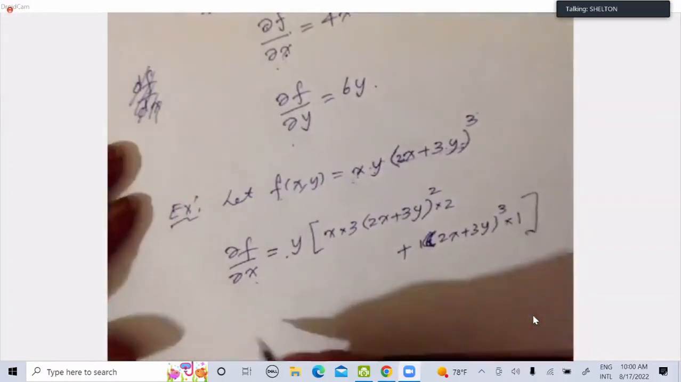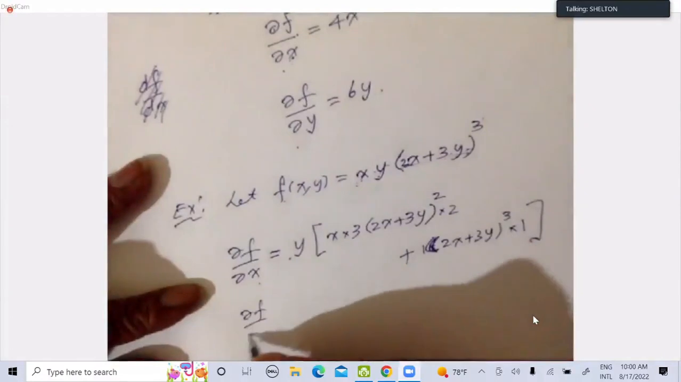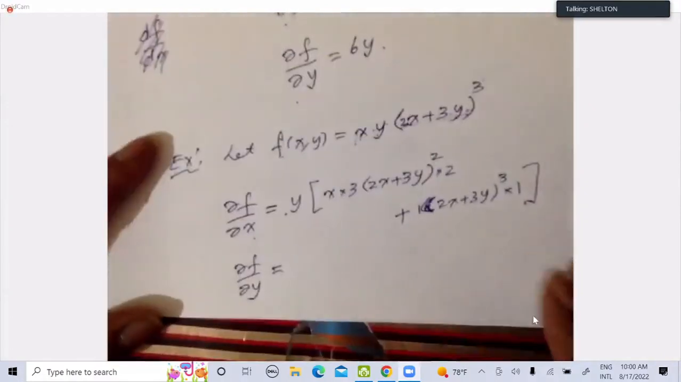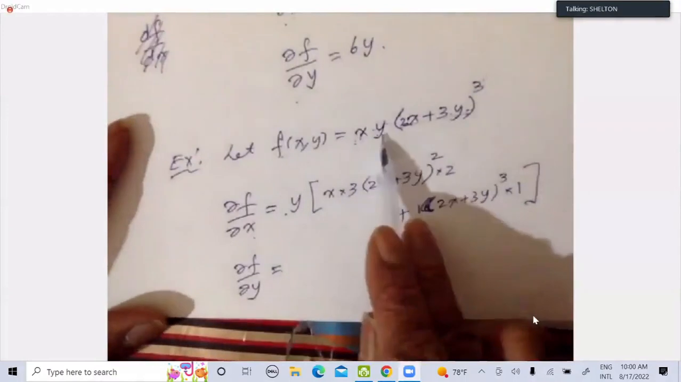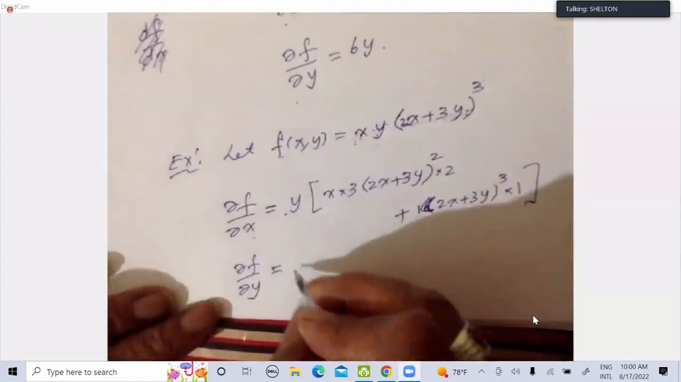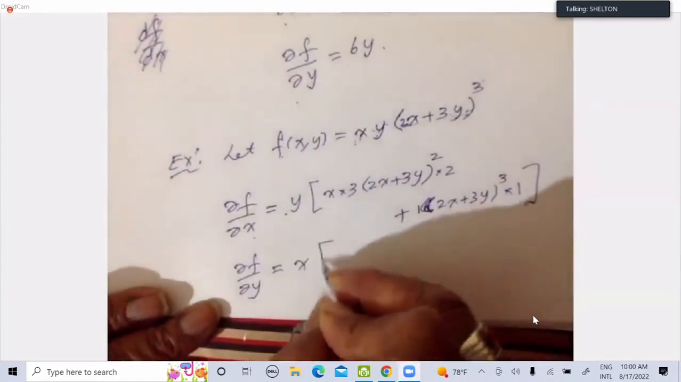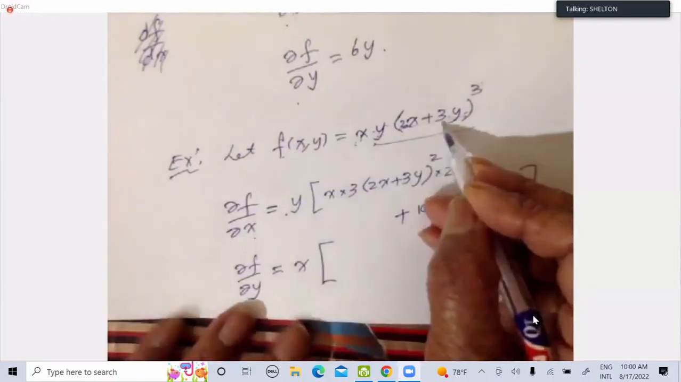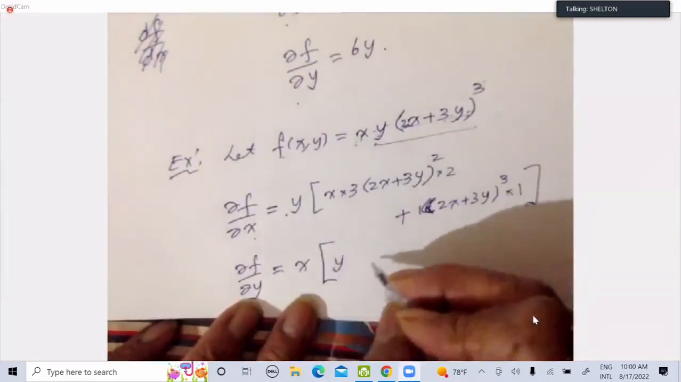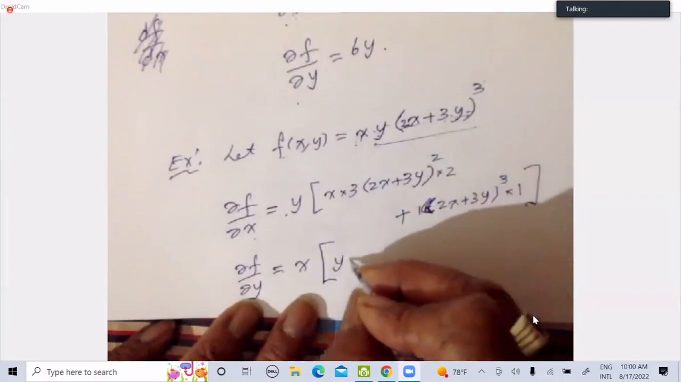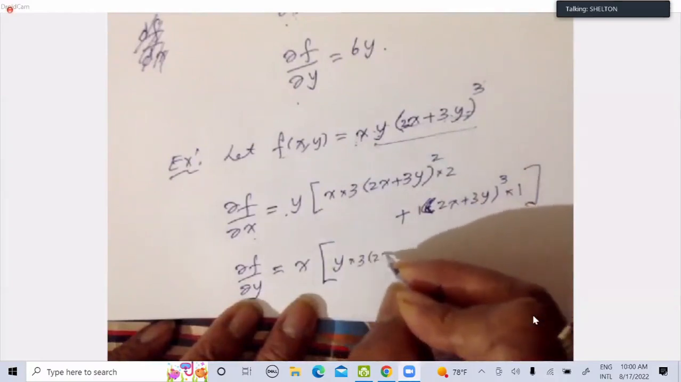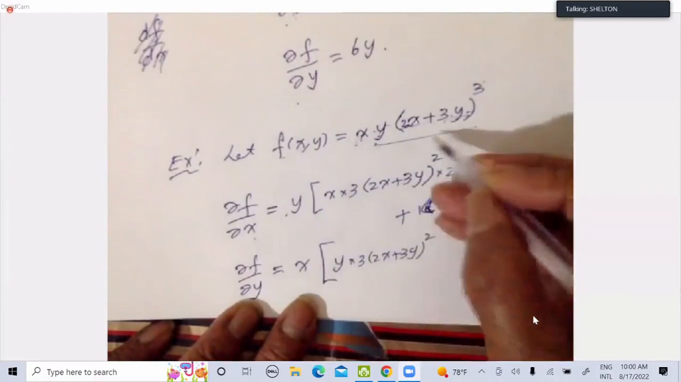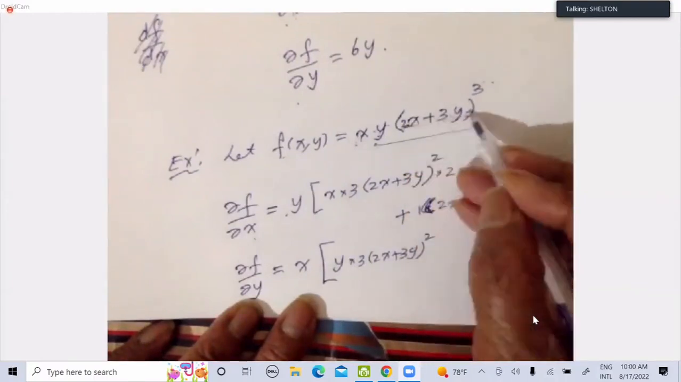If you can write that. So similarly, you can find ∂f/∂y. Now, y is the only variable, x is constant. So keep x outside, constant times derivative of the function. This times derivative of that. Y times derivative of that is 2x plus 3y squared times derivative of this.